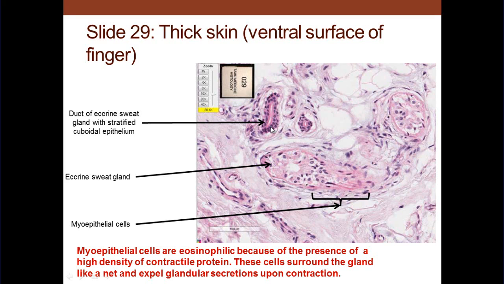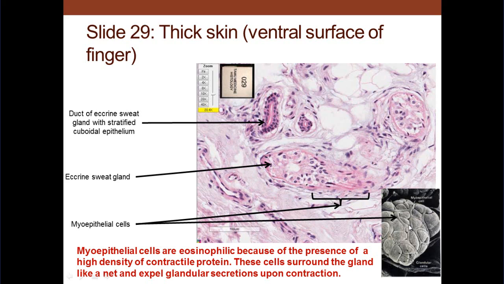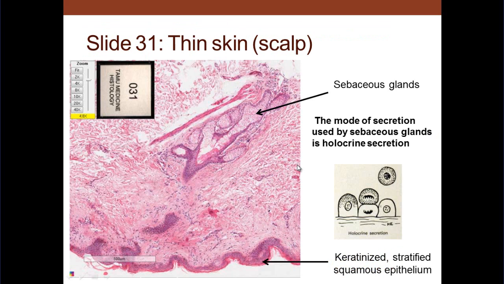The duct portion is stratified, more than one layer, stratified cuboidal. The only place I know in the body that you have stratified cuboidal is in the sweat duct, not in the gland itself. And also in the gland you can see another type of epithelium. These are myoepithelium, and you can see along projections of these cells they form a grape around it. So these are the myoepithelial cells that squeeze the secretions and cause secretions to be released.